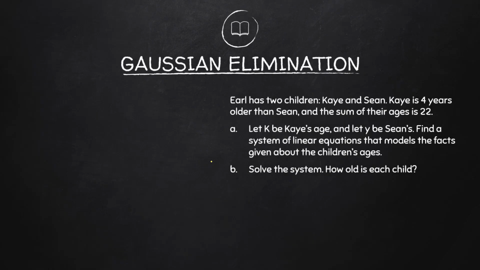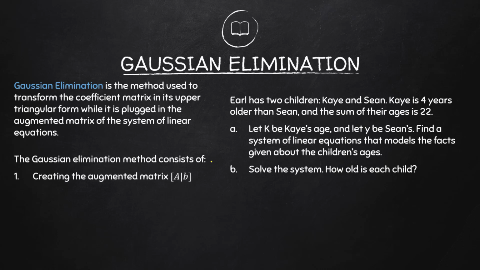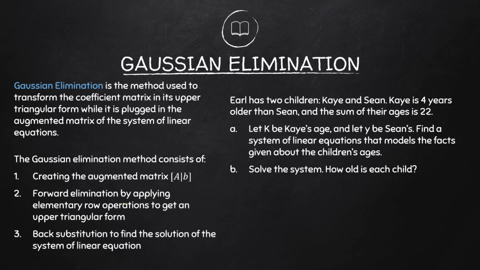So let's have this example. Before that, let's define Gaussian elimination. Gaussian elimination is the method used to transform the coefficient matrix into its upper triangular form while it is plugged in the augmented matrix of the system of linear equations. The Gaussian elimination method consists of creating the augmented matrix AB, forward elimination by applying elementary row operations, or EROs, to get to an upper triangular form, and then back substitution to find the values of the variables.